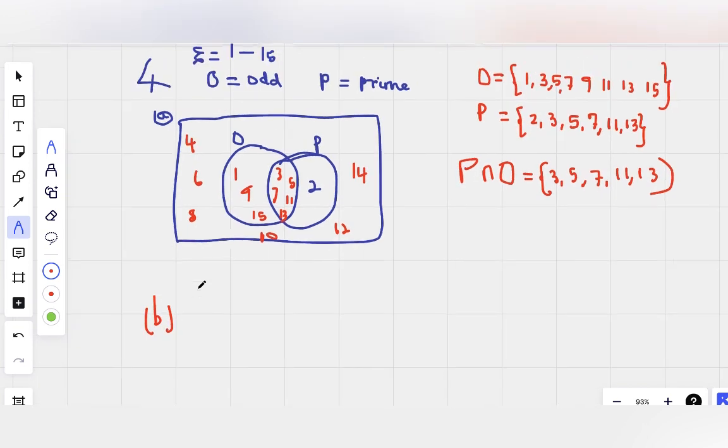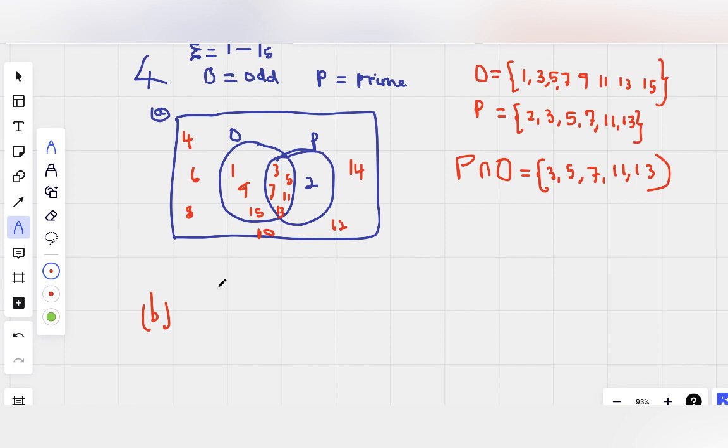So, how many numbers do we have in the prime? And remember, the total number is 15, 1 to 50 is 15. So, how many do we have for prime numbers? 1, 2, 3, 4, 5, 6. There are 6 prime numbers.